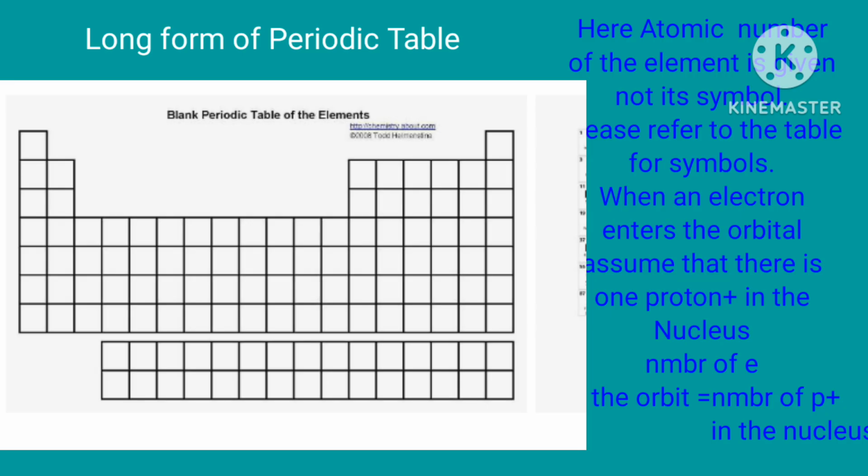Here, in this periodic table, the atomic number of the element is given, but not its symbol. Please refer to the table for symbols. When an electron enters the orbit, assume that there is one proton in the nucleus. That is, the number of electrons in the orbit is equal to the number of protons in the nucleus. Right?